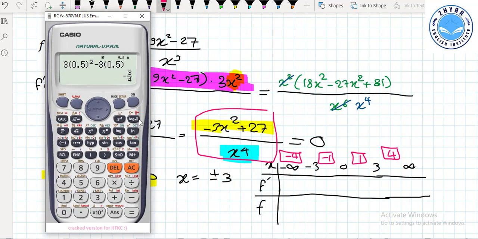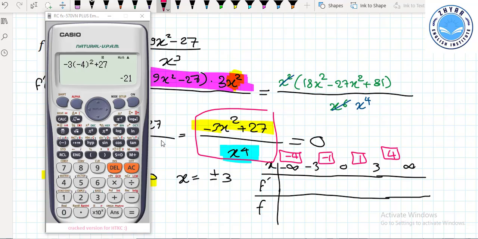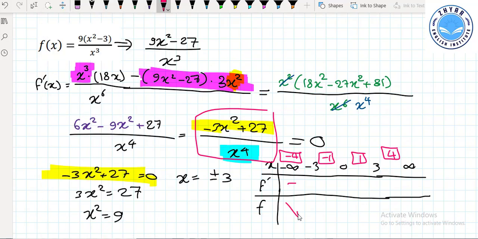I use calculator. Negative 3, bracket, negative 4, close bracket, power 2, plus 27, equal to negative. Denominator is x power 4. If we input negative, the result will be positive. So negative divided by positive is negative. This interval is decreasing. As I said before, we only need the sign. We don't need the result.